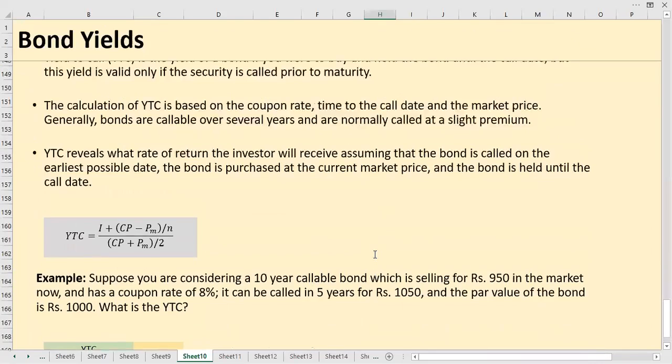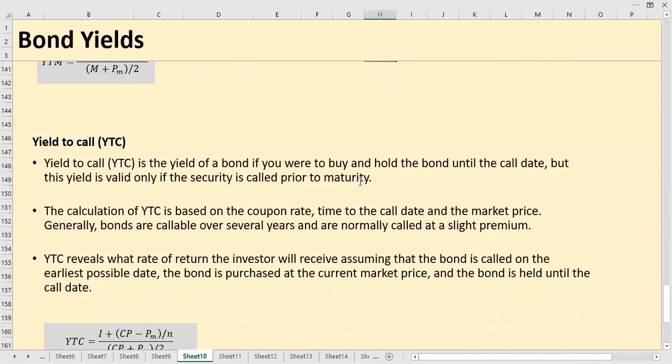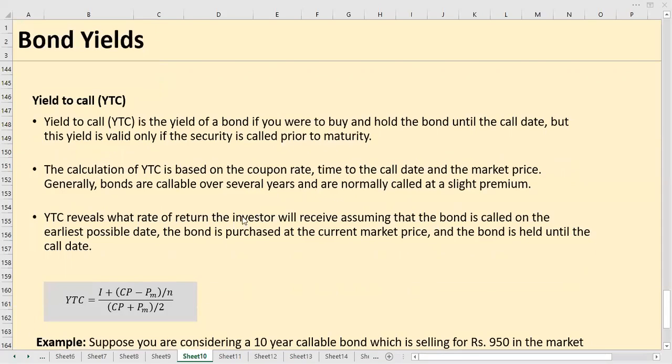Right? So when it comes to yield to call, it is the same thing. The only thing that differs is the number of years. Yield to call is the yield of a bond if we buy and hold the bond until the call date. Yield to maturity is if you hold the bond until the maturity date. Yield to call is if you hold it only until the call date, if there is such an option available in the bond. So it is just the same thing. The only thing that differs is this n.